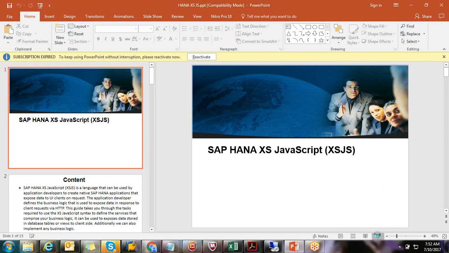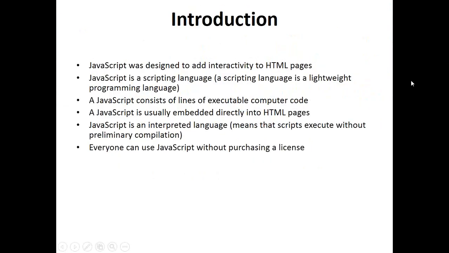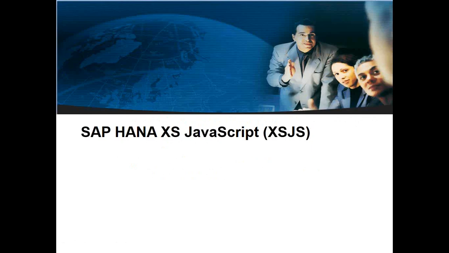Here, XSJS and XSOData. This is an interesting topic. For this, you need some JavaScript exposure. So we discussed till now about Fiori. What is the Fiori concept? There is a backend system and there is a front-end system. We'll generate data with the backend system like OData services. OData services can be consumed by the front-end system. So we saw the backend system and front-end system.